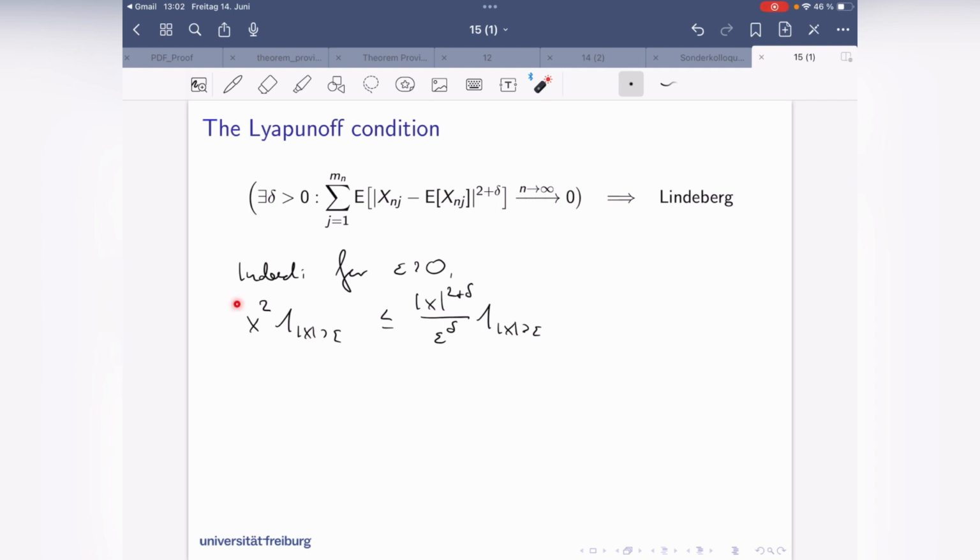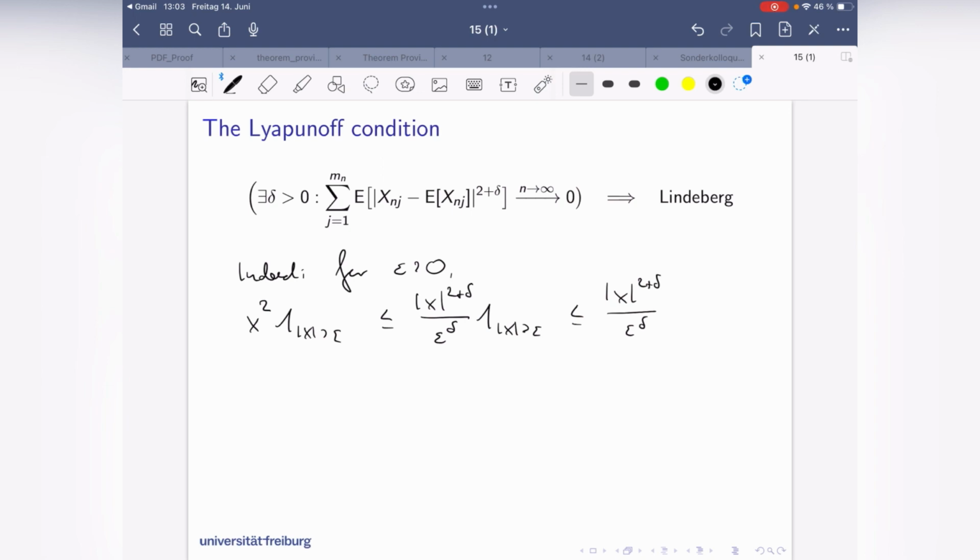epsilon to the power of delta is smaller than x to the power of delta. So that's the reason why I have the inequality sign in this direction. And of course, leaving out the indicator function just makes this bigger here.